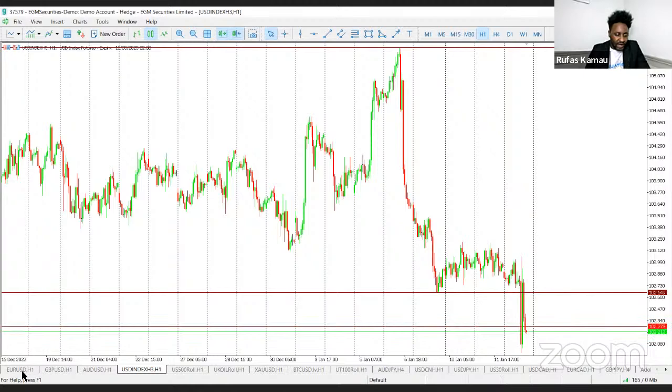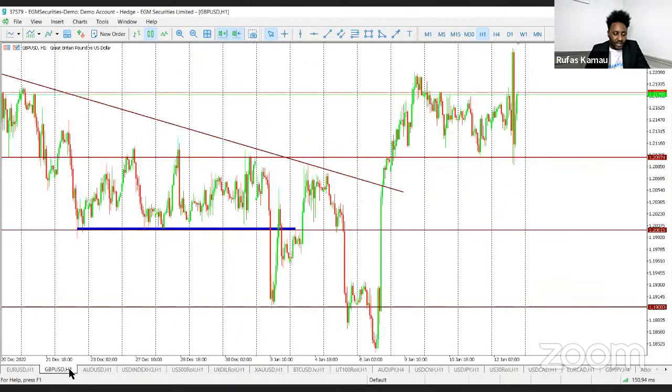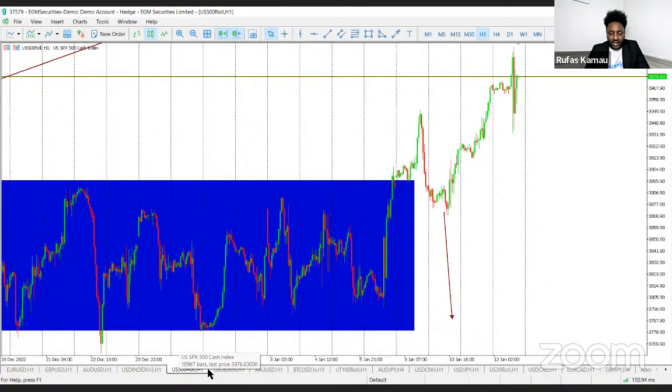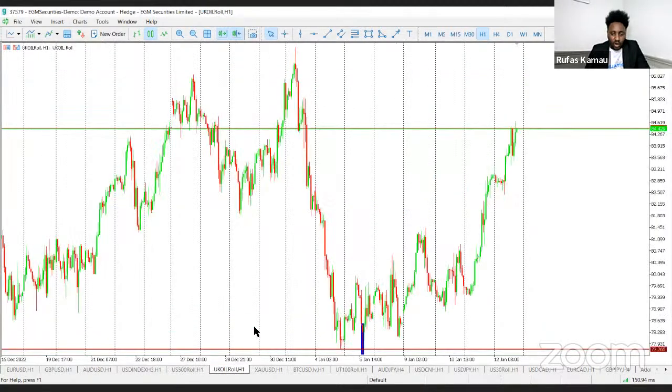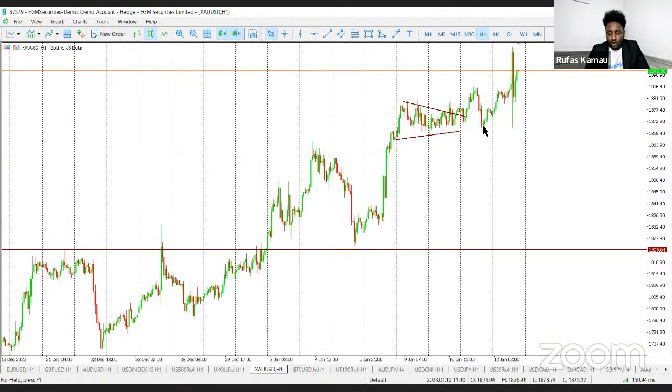So for most pairs, you'll find this volatility. Euro USD broke out, pulled back, and now it's continuing. If you look at pound USD, similar thing. Aussie USD also doing something similar. So if you look at equities, US 500 index shot up and then down, and now it's going back up. If you look at the oil, this is Brent oil, shot down, and now it's recovering. If you look at gold, shot up, pulled back down, and now it's moving to the upside.